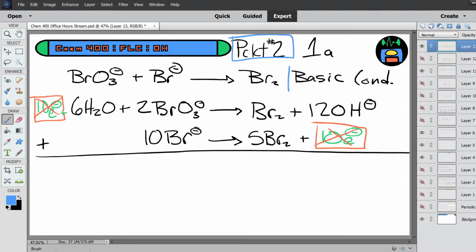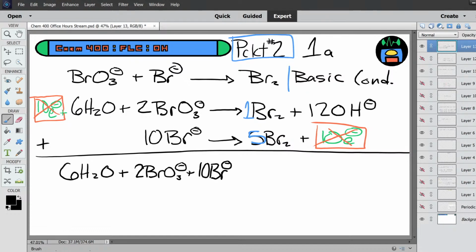You'll also notice that we have 5 bromine molecules plus 1 bromine molecule. So these, because they're both on the product side, will actually add together. So we get 6 molecules of water plus 2 bromate ions plus 10 bromide ions, producing 6 bromine molecules plus 12 hydroxide ions.